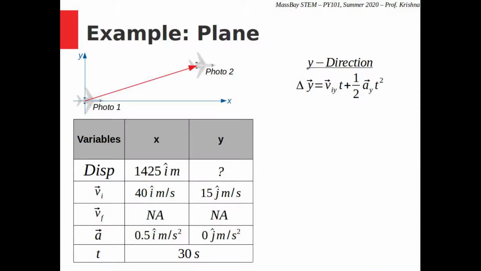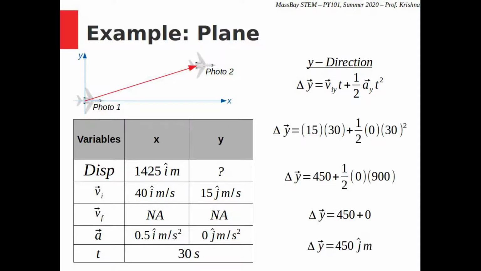In the y direction, we are again looking for displacement, and we know initial velocity, acceleration, and time. Again, we use toolbox equation number 2. We substitute the knowns and solve for the displacement. It is 450 j hat meters. So the overall displacement is 1,425 i hat plus 450 j hat meters. In other words, after 30 seconds of flight in the wind, the plane is located 1,425 meters to the east and 450 meters to the north of its original point.